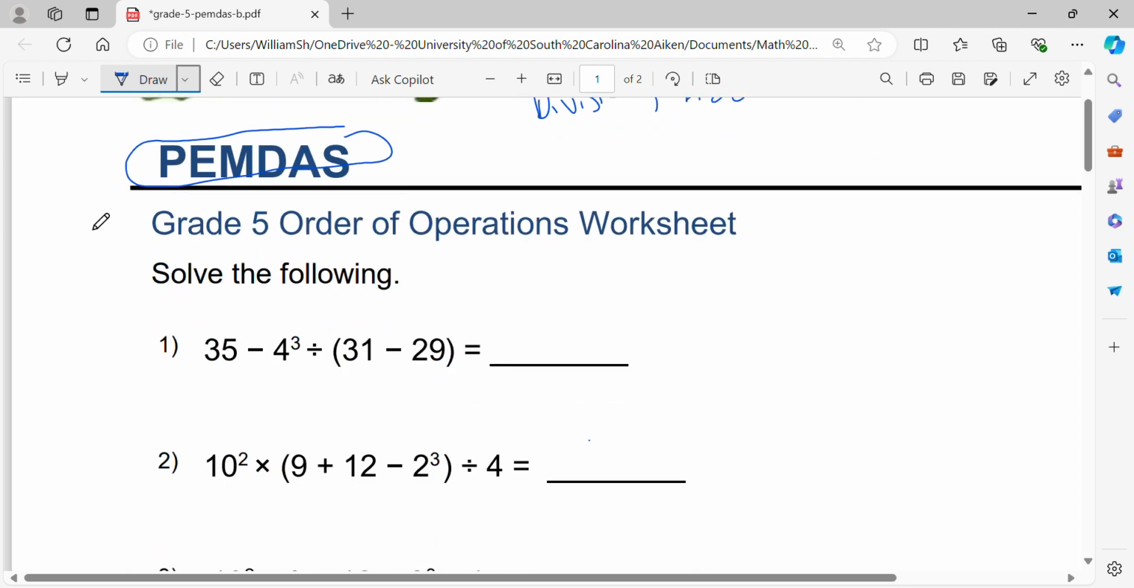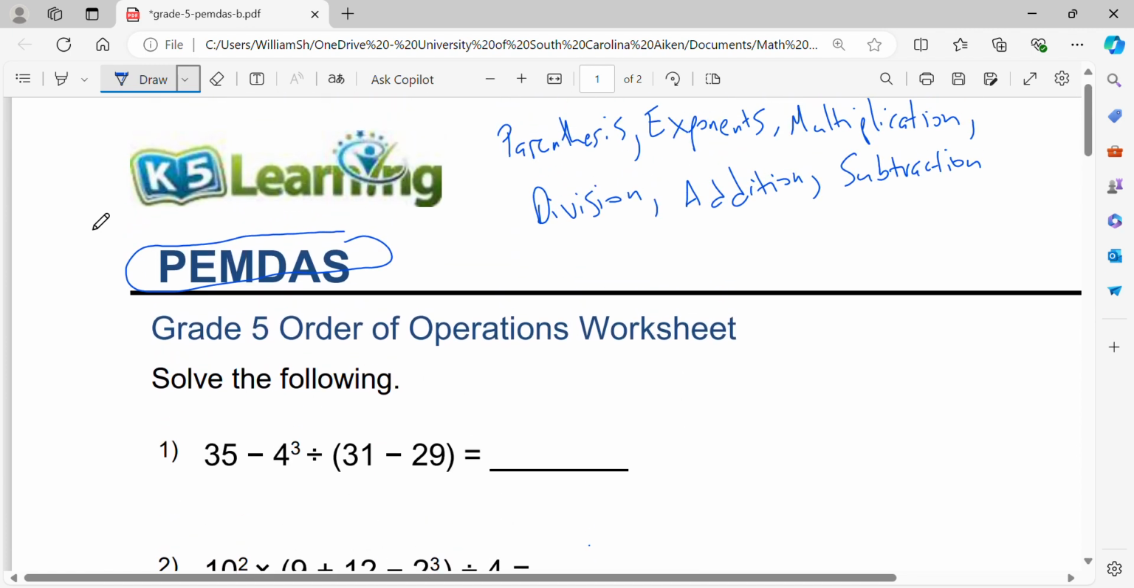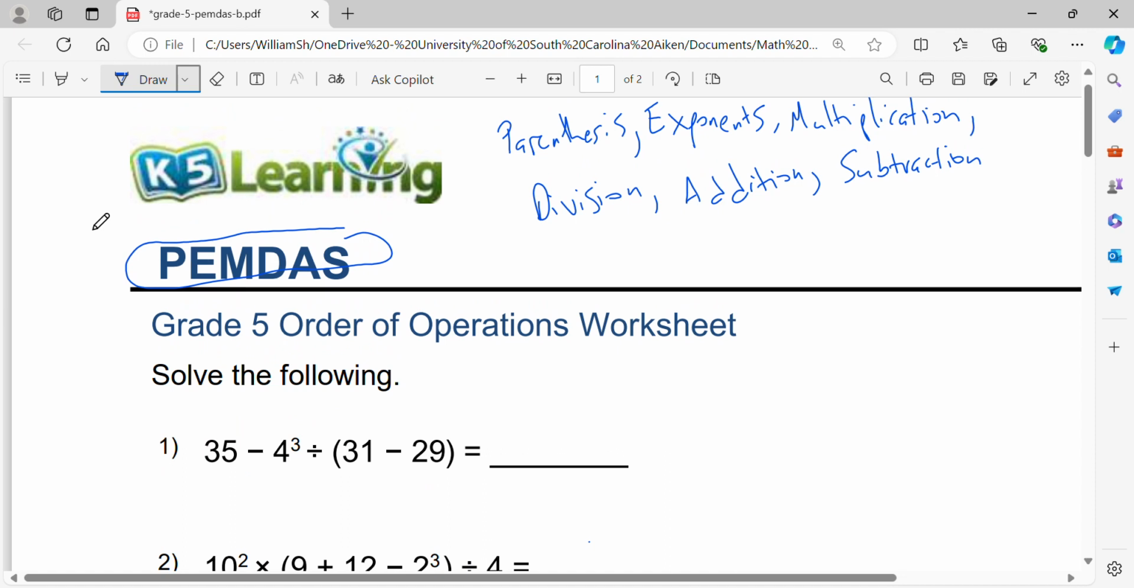Okay, we work left to right in general, but the first thing we look for is the parentheses. We do anything inside of the parentheses first, and then we take care of our exponents next. Then we take care of our multiplication and division, and then our addition and subtraction.